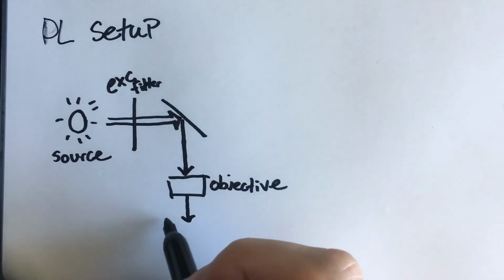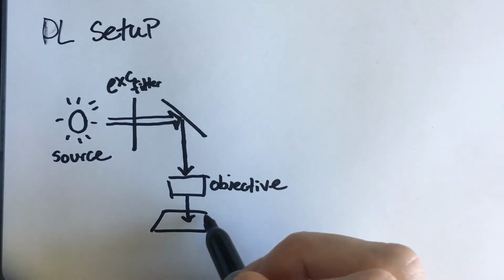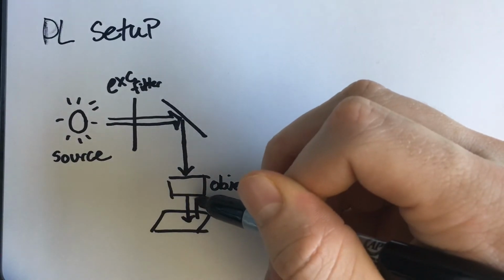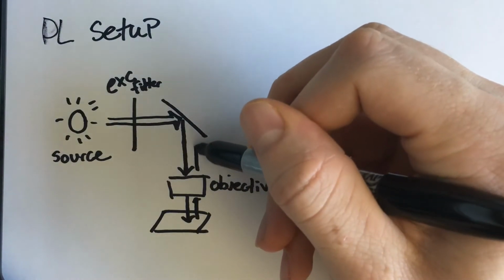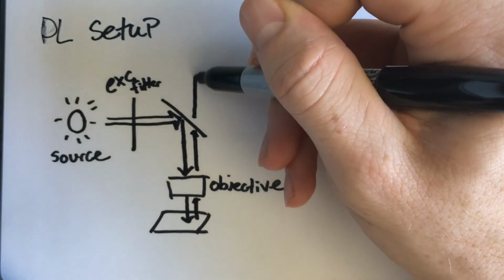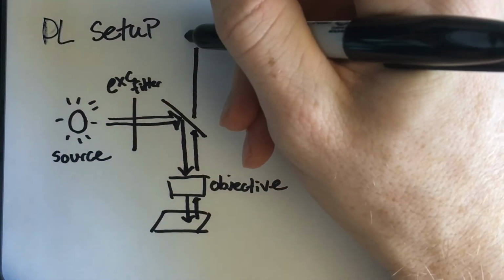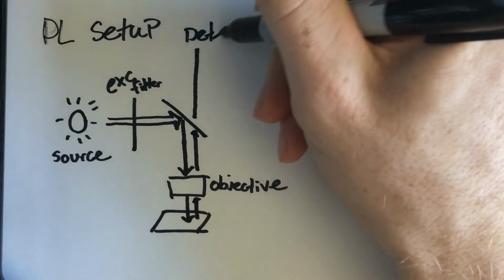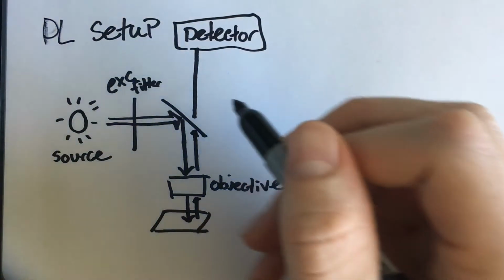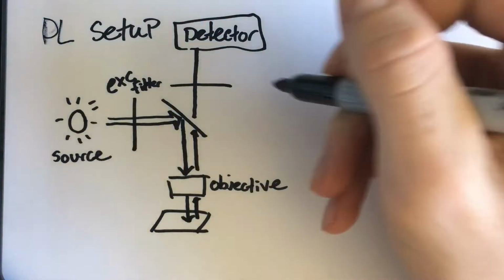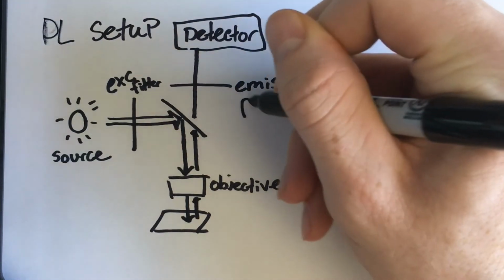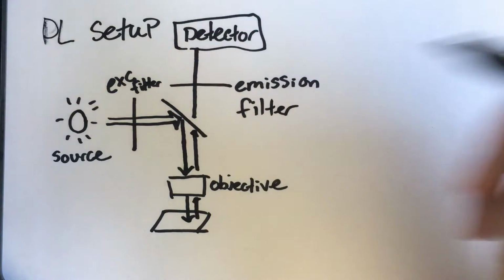And now, assuming that our sample will exhibit some photoluminescence, it will then photoluminesce in response to this incident light. That light will go back through the objective and then also fall onto the dichroic mirror, where a portion of that will pass through and make it to the detector. And once again, it might be appropriate here to have some kind of emission filter so that we're specifically selecting the wavelength that we want and that we're not measuring the excitation light, that we're specifically only measuring the emission light.